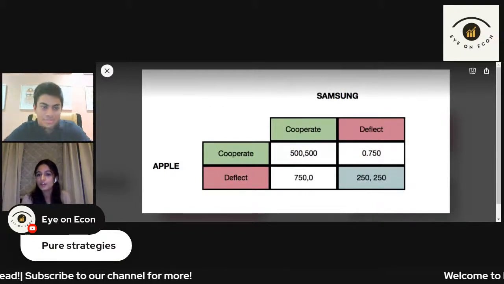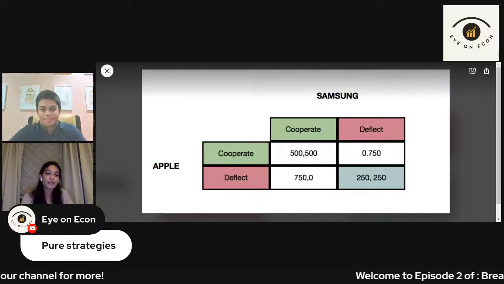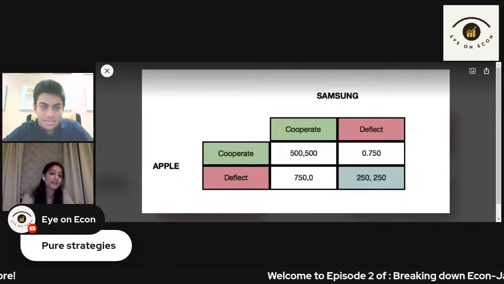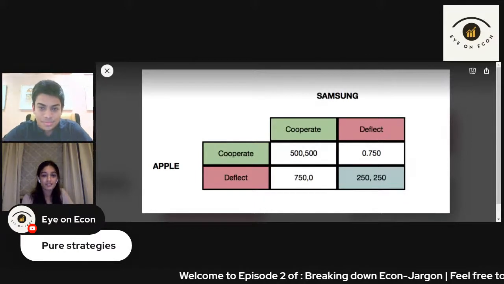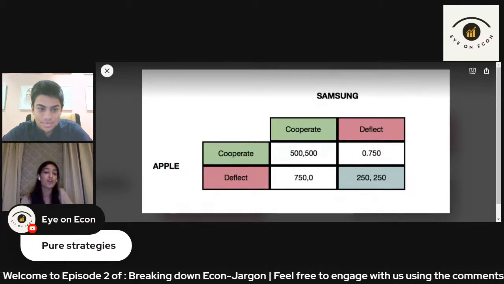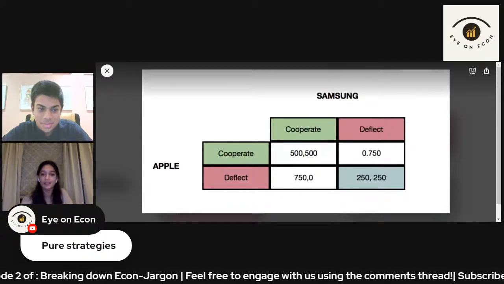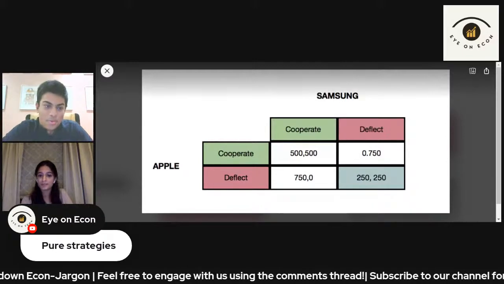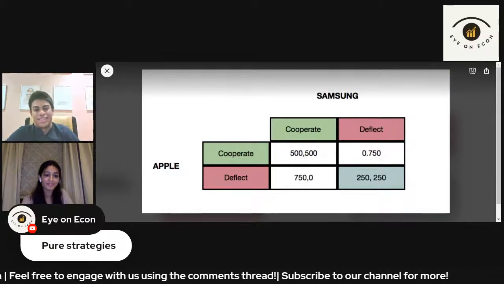Yeah, there you go. So while they're acting in their best interest, it can backfire, and then they can end up earning a lot less as compared to what they were earning initially. So this is what we call the prisoner's dilemma, and it happens in a lot of situations in the real world. Yeah, I think that covers it.